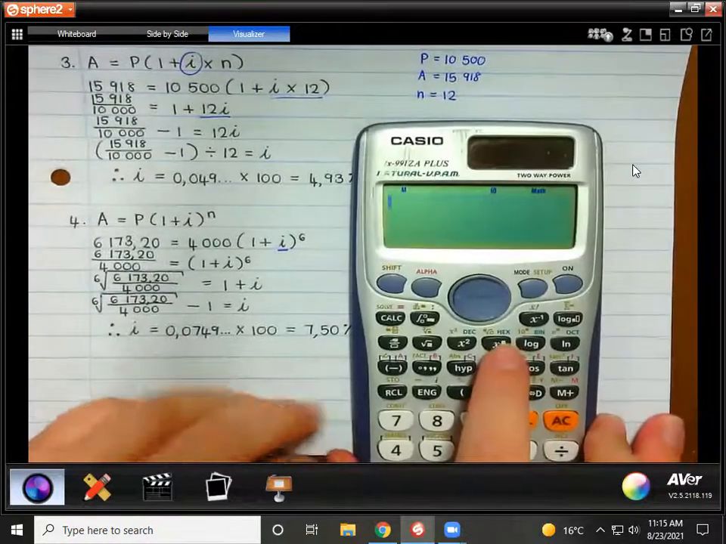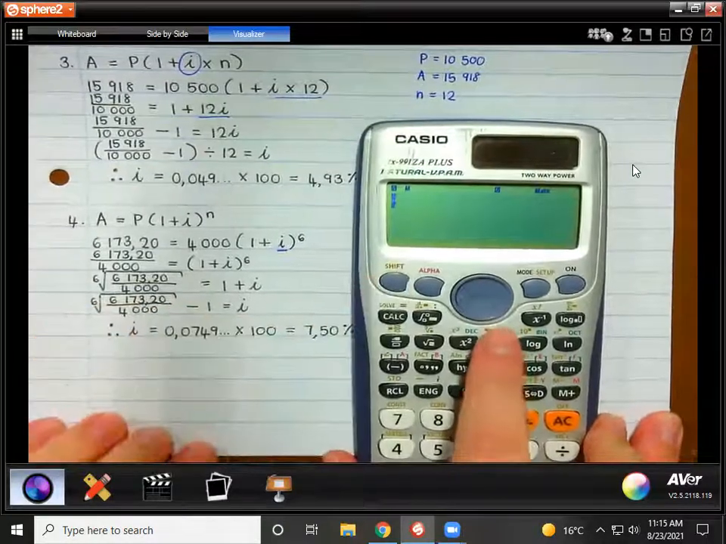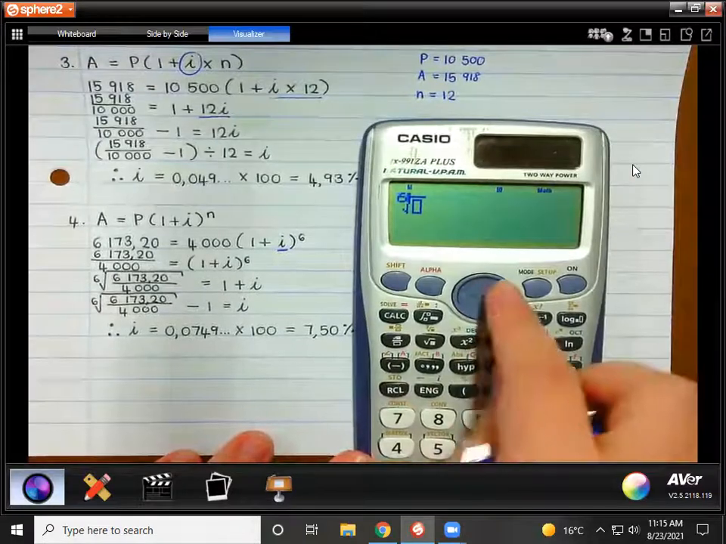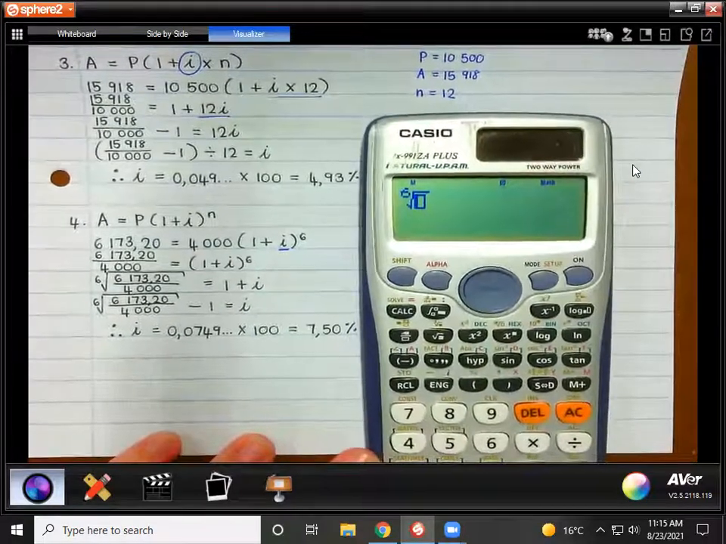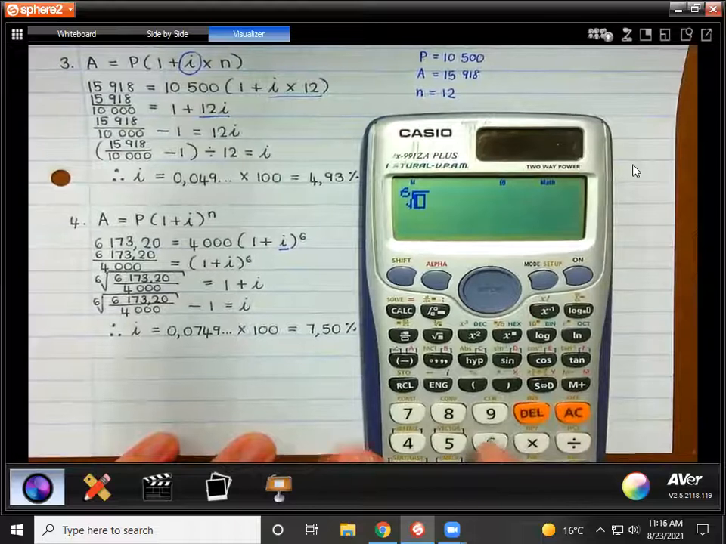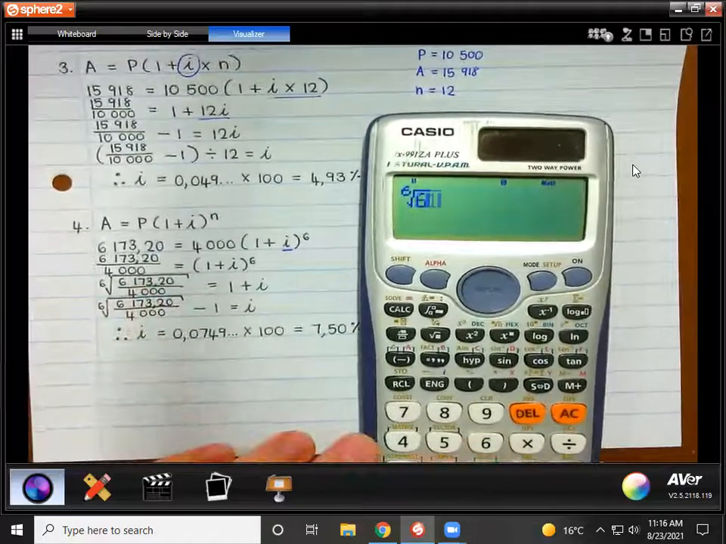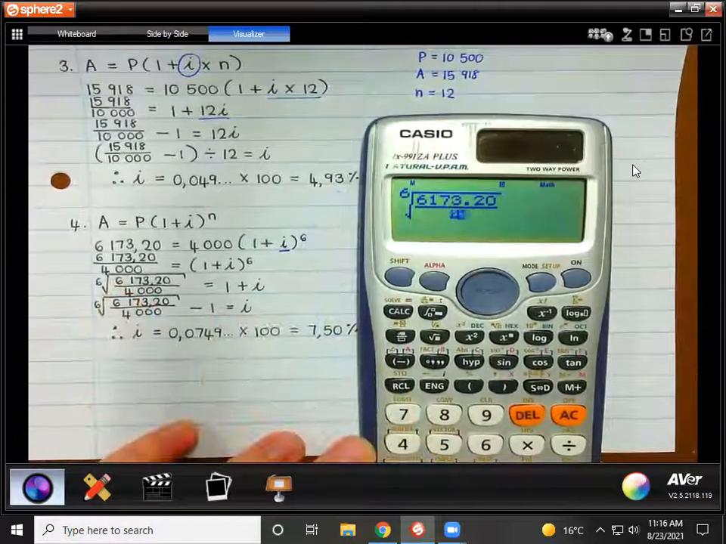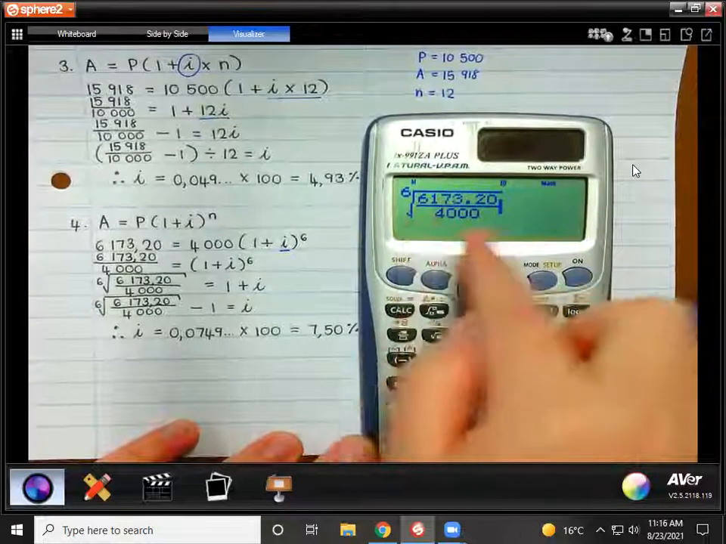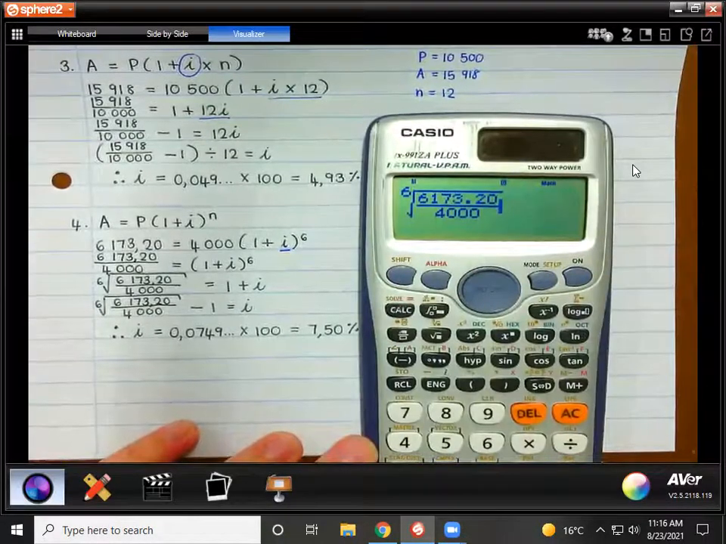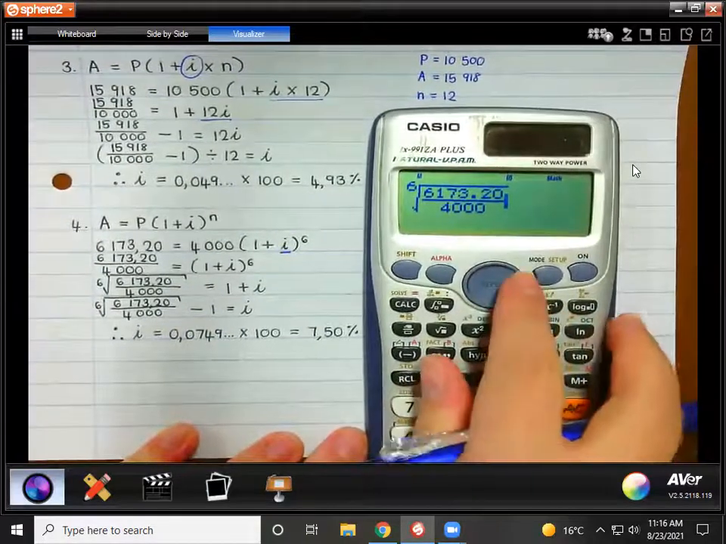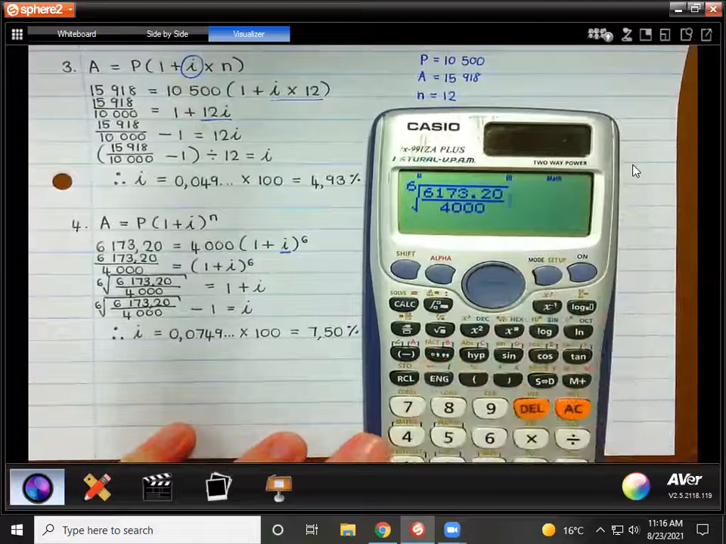So to get to that button, you need to press Shift and then that one there. The number on the outside is a 6. And then you use the arrow to go to the inside of it. And then you're going to type this fraction. So 6173.20 over 4,000. Right, now if you press the arrow once, it takes you out of the fraction, but you're still in the root. So this minus 1 is not supposed to be in the root, so I need to press the arrow again. Now I'm actually outside of the root.